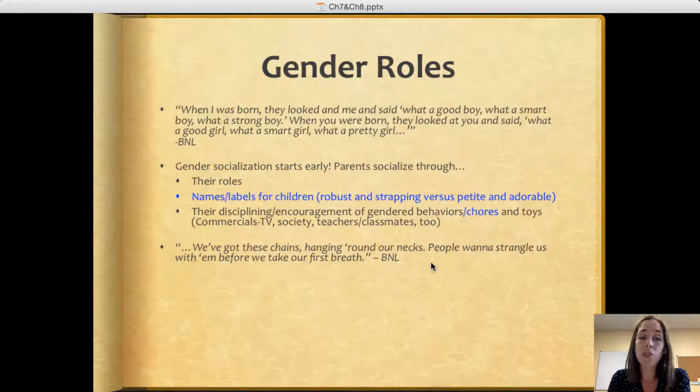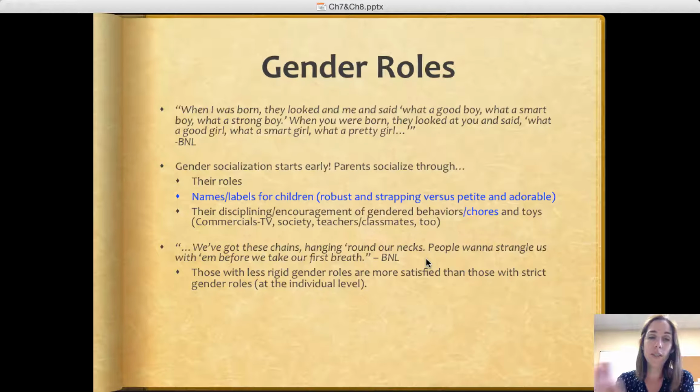But here, we've got these chains hanging around our necks. People want to strangle us with them before we take our first breath. They say this right after they make this first line about being a strapping boy or a pretty girl. And Bare Naked Ladies are actually making a pretty profound and poignant point here, that while it is a metaphor, they don't really mean we're being hung or strangled. They're saying that it's constricting and hurtful when you're boxed so early in life. It's limiting. Who wants to be limited?